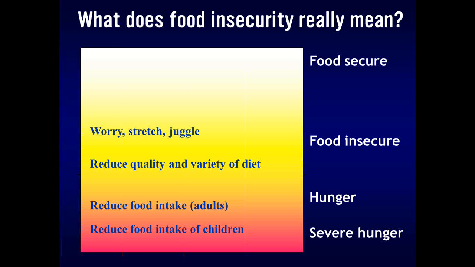And as they move from food security, they start to worry and stretch and juggle, and then the quality of the food diminishes and the variety of the diet. And then as they slip into more hunger in the household, the adults start to go without, and finally in severe hunger, the children are often going without. And of course, households move up and down this continuum. And when families are in the middle, in this yellow area, is where we're seeing high rates of obesity among adults, and also as they miss meals. And we'll talk more about that.